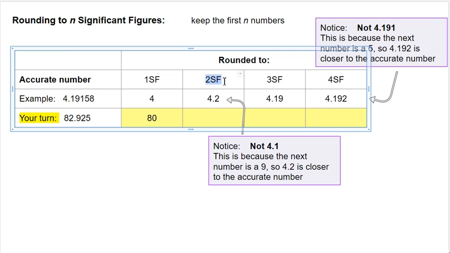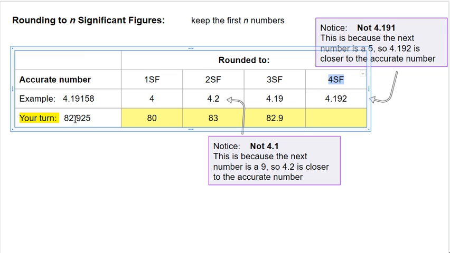Now this time, with two significant figures, I'm allowed my first two numbers, 82, but I'm going to have to look at the next number, this 9, and say, hang on a minute, 82.9 is quite close to 83. It's a lot closer to 83 than it is to 82, so 83 will be my answer there. When I'm allowed three significant figures, I'm allowed to keep these three, and shall it be 82.9, or shall it be rounding up to 83.0? Well, the next number is a 2, that's quite small, so it is quite a close number to 82.9.